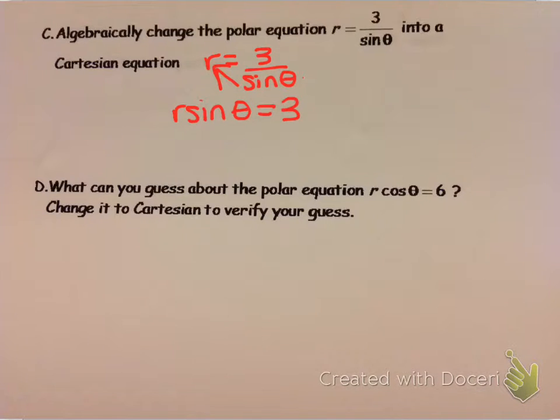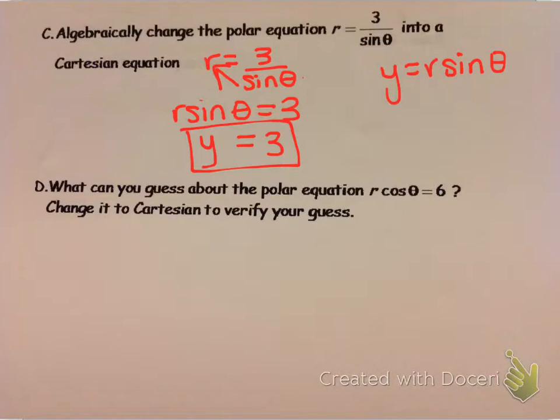And in the polar coordinate notes at the beginning of the unit, you were told that the formula to calculate y was r sine of theta. And so that means that whole left side gets replaced with y, and it's equal to 3. And so sure enough, you have the equation for a horizontal line, slope of 0, y-intercept of 3.